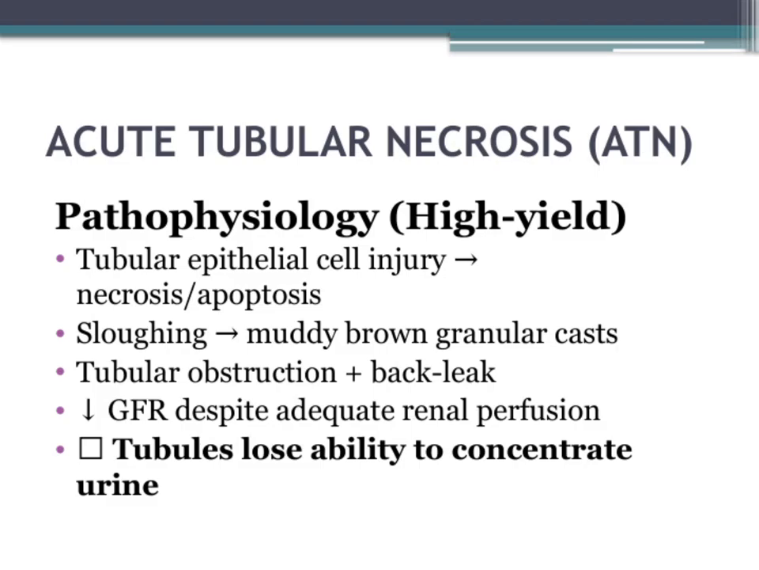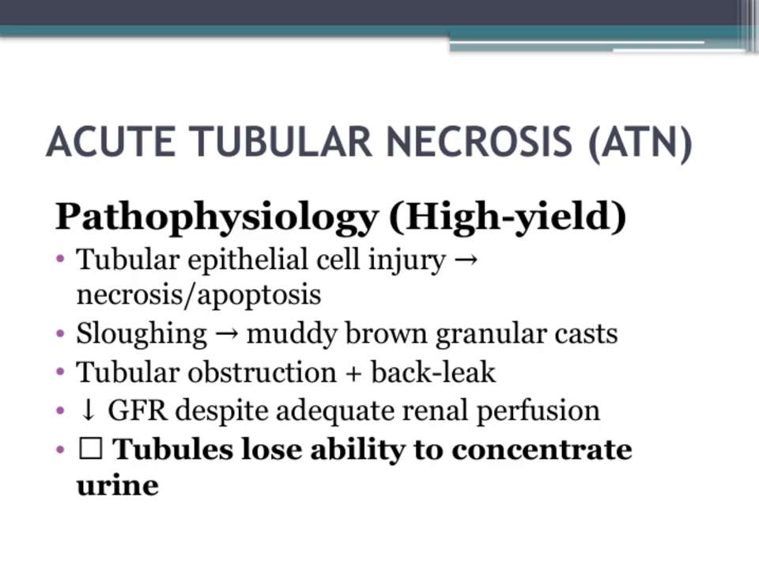Let's take a closer look at the pathophysiology behind acute tubular necrosis, or ATN. When tubular epithelial cells get injured, they can undergo necrosis or apoptosis, which essentially means they die off or undergo programmed cell death. This cell injury causes the cells to slough off into the tubule lumen, forming muddy brown granular casts that you might see in urinalysis. These casts are a hallmark of tubular damage.